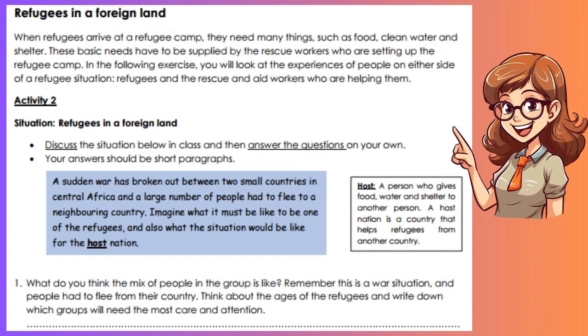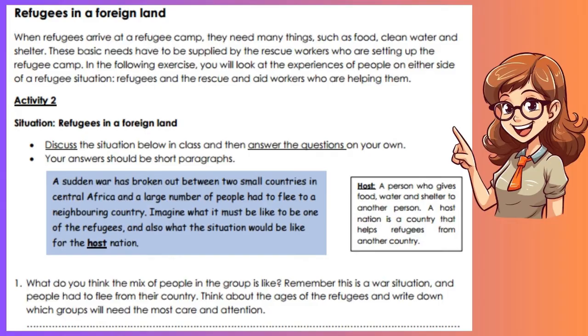Refugees in a foreign land. When refugees arrive at a refugee camp, they need many things, such as food, clean water, and shelter. These basic needs have to be supplied by the rescue workers who are setting up the refugee camp. In the following exercise, you will look at the experiences of people on either side of a refugee situation: refugees and the rescue and aid workers who are helping them.